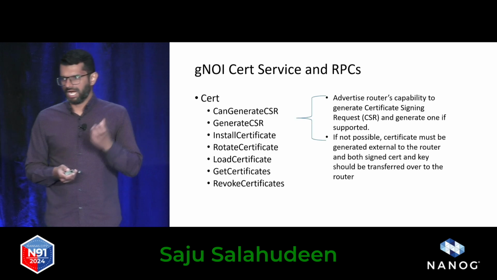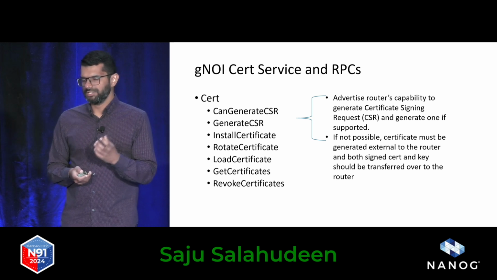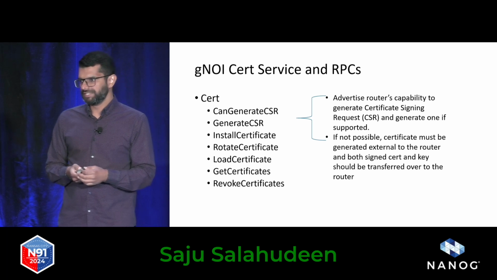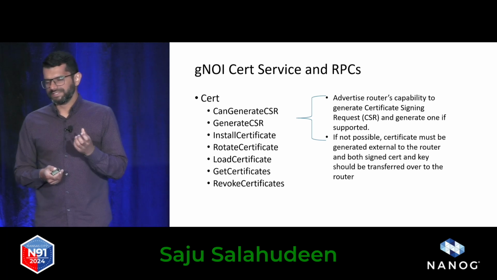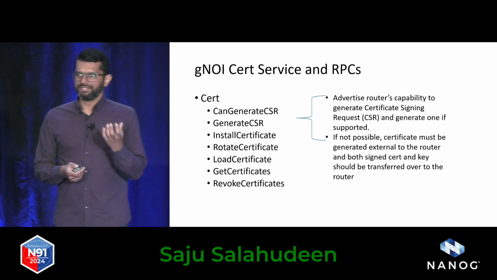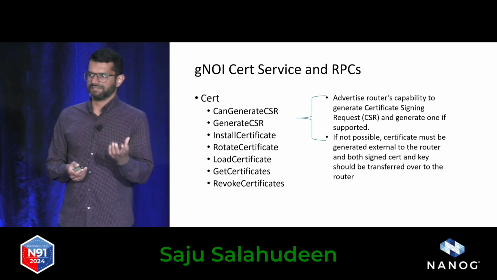Let's look at some of the RPCs, or the calls, that gNOI can make to a router. I want to focus specifically on the first one, the CanGenerateCSR. When a client sends this RPC to a router, if the router has the capability to generate a certificate, it will say yes, I can generate a certificate, and it will generate one.